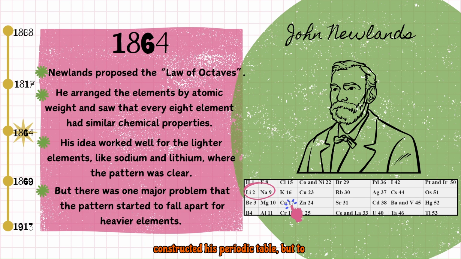He constructed his periodic table, but to keep the octave pattern, he would sometimes have to put two elements in the same box. Newlands also didn't leave any gaps for undiscovered elements, which meant his system was too rigid to accommodate future findings. So Newlands' idea wasn't taken seriously at the time. People thought it was too simplistic.